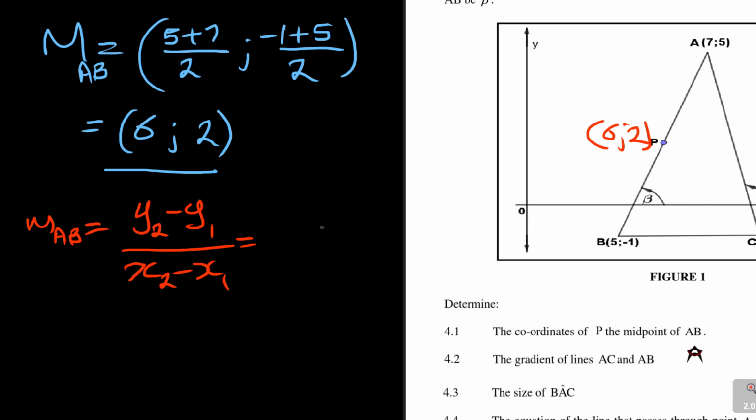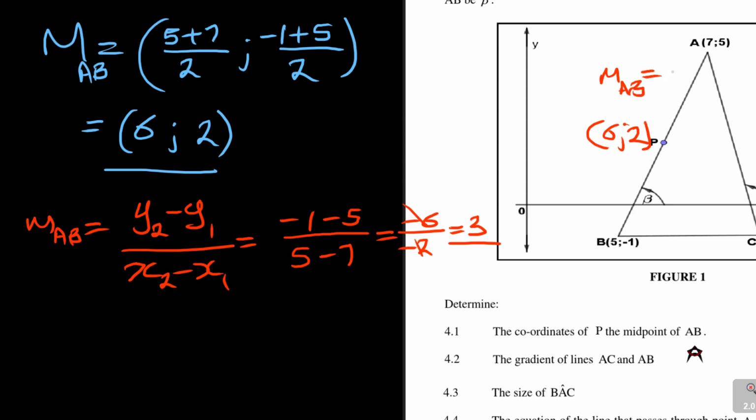So what do we have now? I'll just start with y. Negative 1 subtract 5, over 5 subtract 7. Minus 1 minus 5 is minus 6, over minus 2, which is equal to 3. So here we've got m of AB is equal to 3. And it makes sense. Look at the line. It's a positive gradient, so it must make sense.